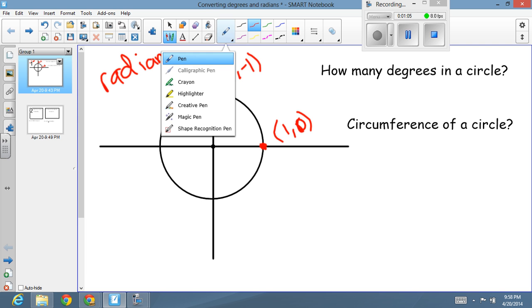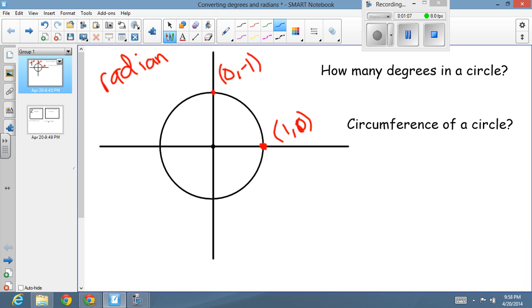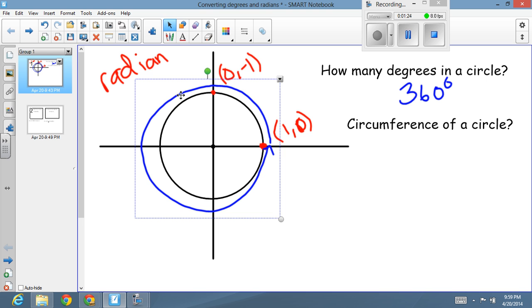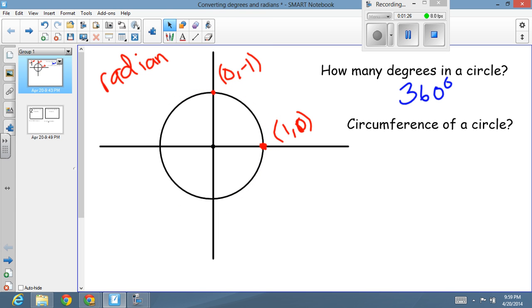Now, we all know that there are 360 total degrees in a circle. So if you think about me starting here and going all the way around this circle right back to where I started, that's a total of 360 degrees. Now I'm going to go ahead and delete that off of here for a second.